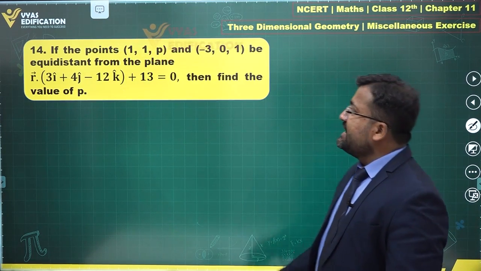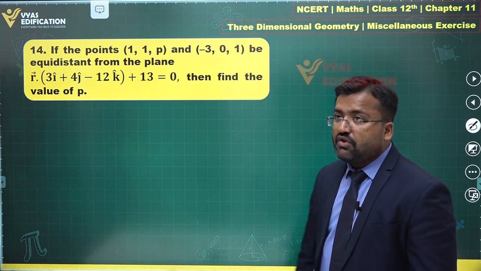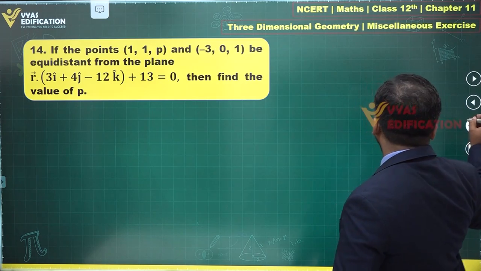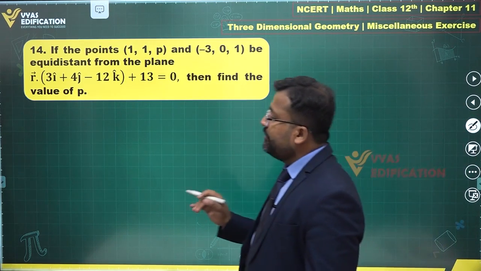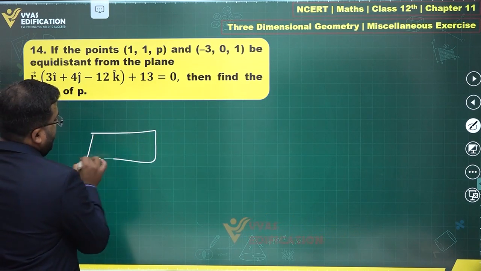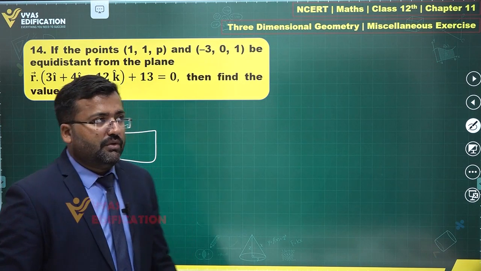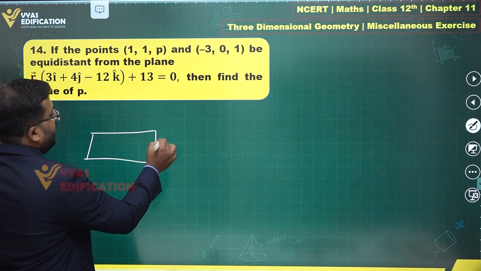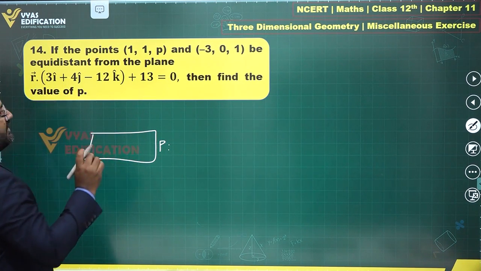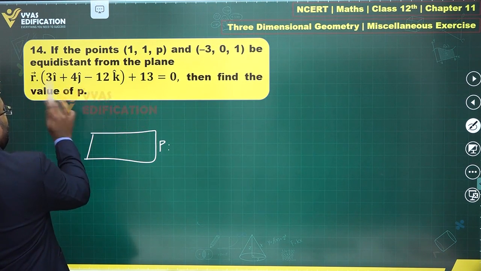Question number 14 says, if the two given points be equidistant from the given plane, then find the value of p. Right? The two points are equidistant from this particular plane. The idea of distance can be handled very easily if the equation is written in Cartesian form. So let's write the equation of plane in the Cartesian form by replacing r vector with x i cap plus y j cap plus z k cap. This becomes 3x plus 4y minus 12z.